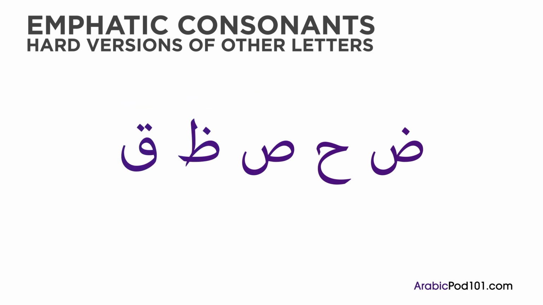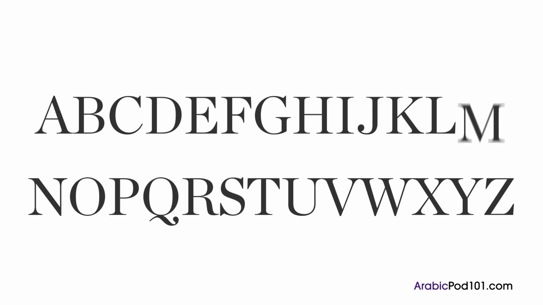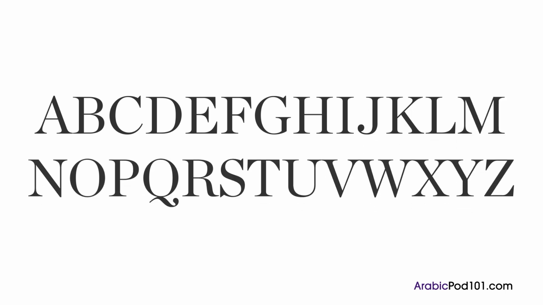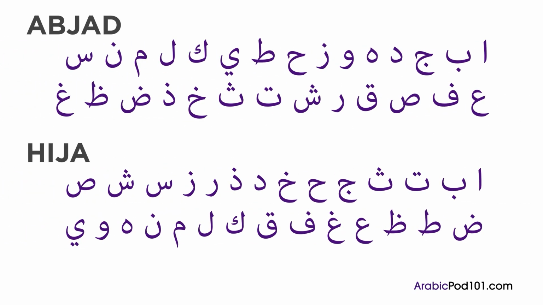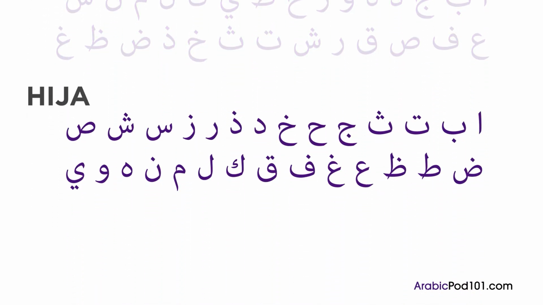Let's talk a little bit about the sequence that they are written in. Just like how English orders its alphabet in A, B, C, and so forth, there is a proper order in which Arabic letters are sequenced too. There are actually 2 ways the Arabic alphabet is ordered. One is called Abjad and the other Hija.